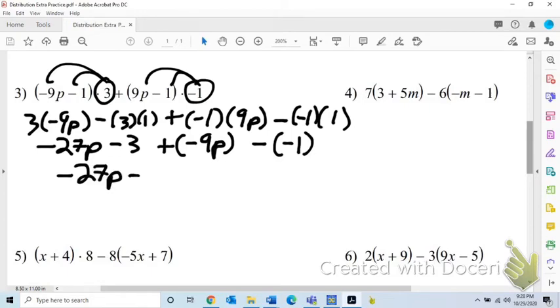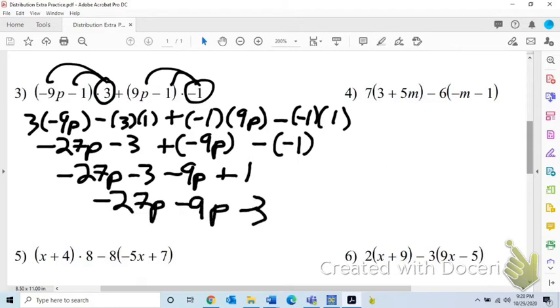Straighten all that up. We get negative 9p plus 1. Put everything together. Negative 27p minus 9p is negative 36p. Negative 3 plus 1 is negative 2.